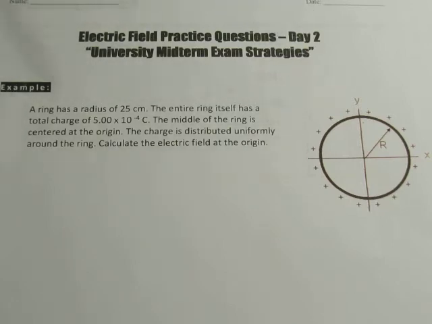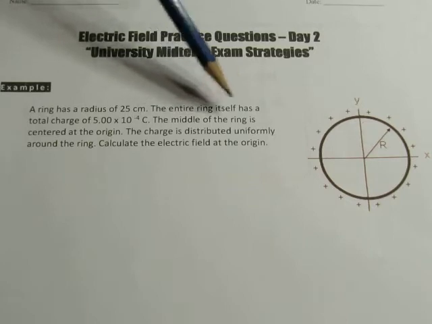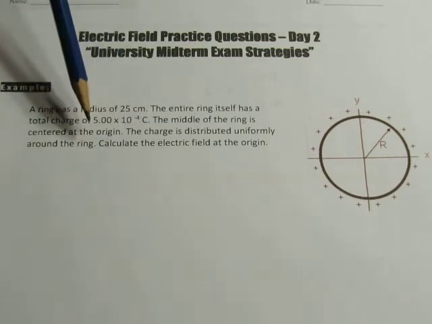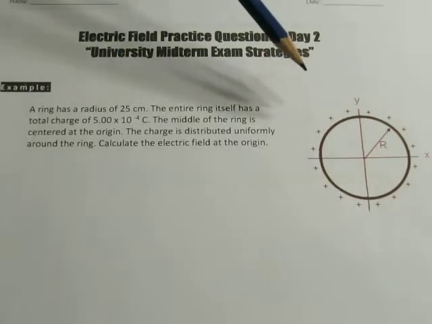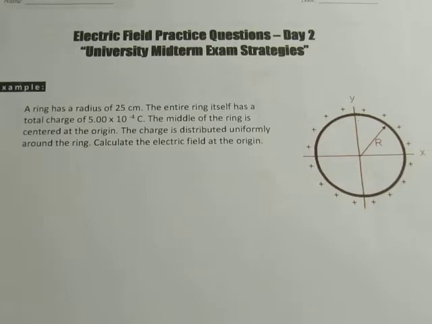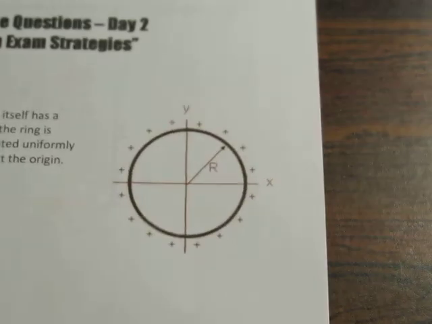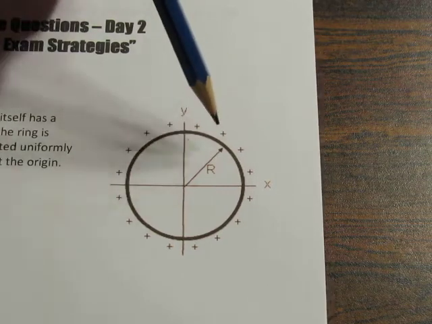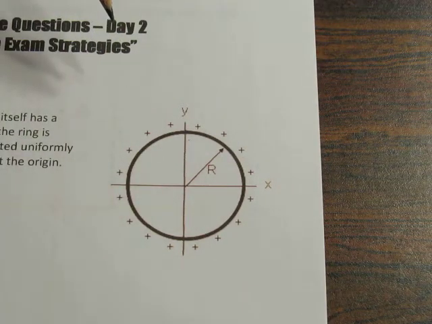They give you the radius of this ring. They tell you the entire ring has a charge of, and it doesn't even matter what value they give. They give you a value of the charge of the entire ring, and they say it's evenly distributed all the way around the ring. And they want to know what the electric field is at the origin, at the center. So, you can't even draw a Q on here because the entire ring has one giant total charge.